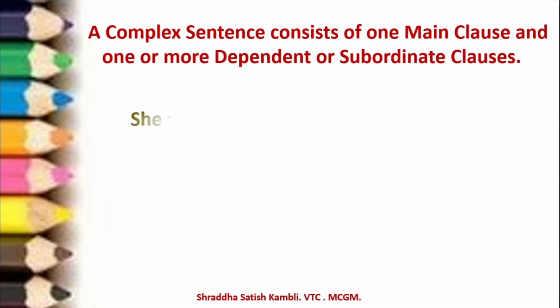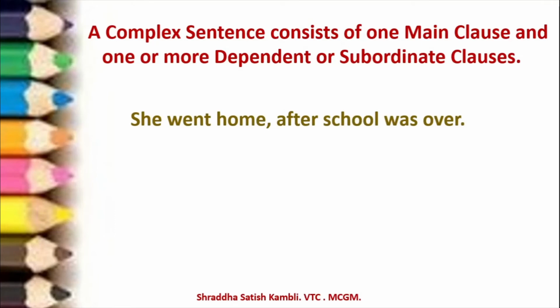Okay, let us look at some examples now. She went home after school was over. Now this is an example which I picked up from your textbook. Like I told you, if you open page number 91, you will be able to see all these examples. So here we have more than one thing happening. One thing which is happening is she went home. The other thing which is happening is school was getting over. So there are two thoughts in this. That is why it is not a simple sentence.